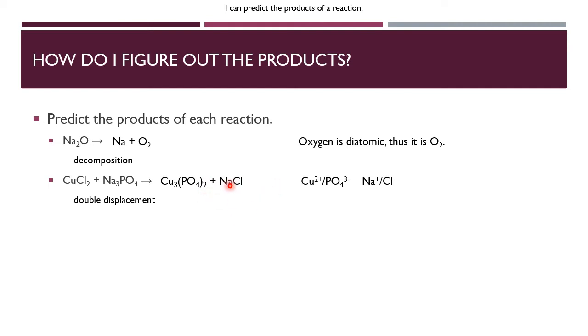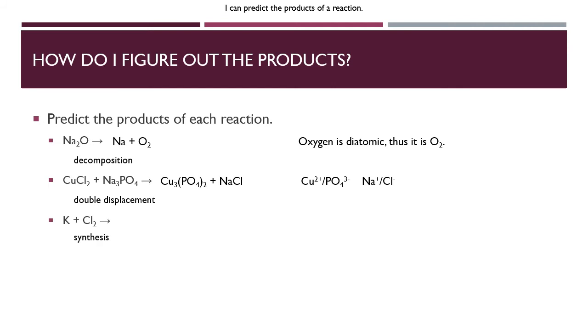Same story with the sodium chloride. I can't just write Na3Cl2 because those are the subscripts I see on the left side. I have to consider the charges. The sodium is 1+, the chloride is 1-, so NaCl. All right, let's take a look at the next one.